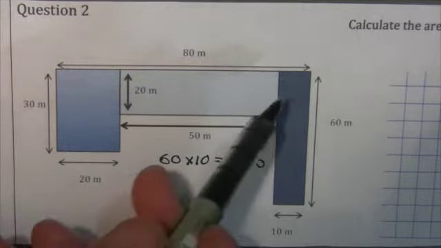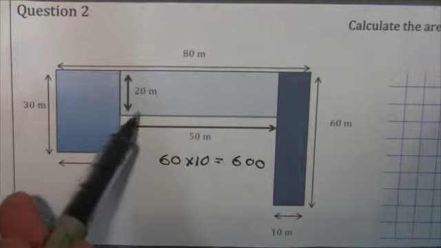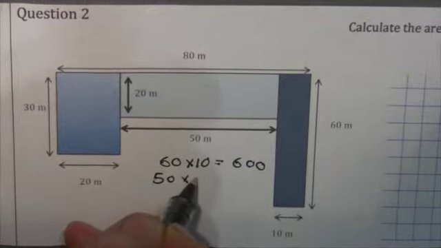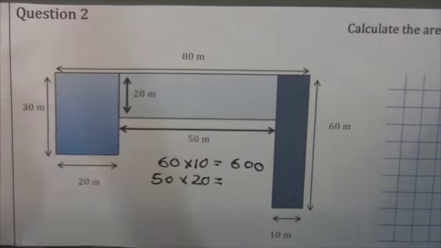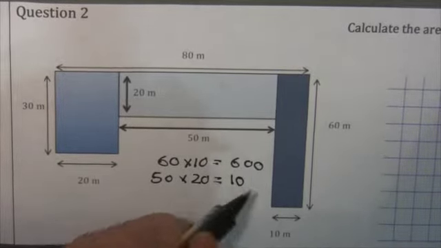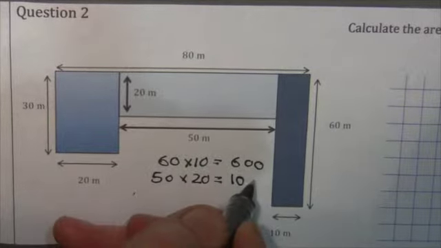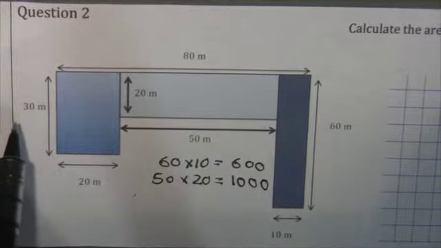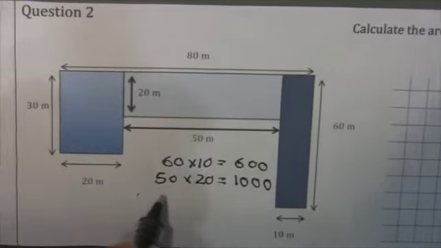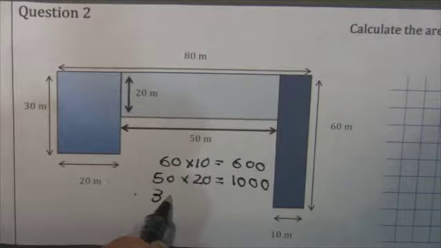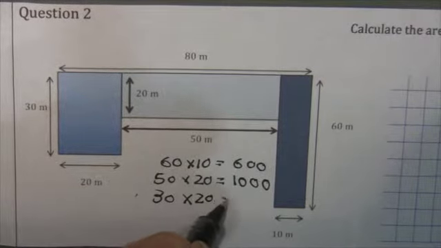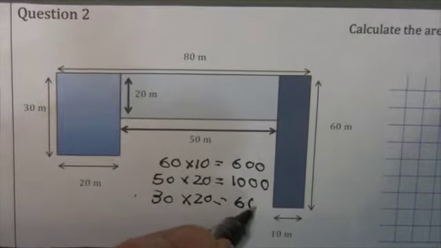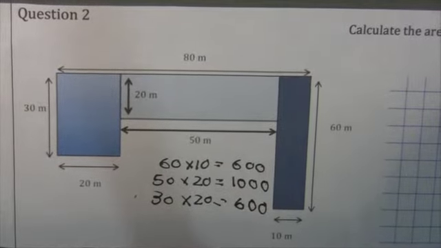This middle section is 50 times 20 metres. 5 times 2 is 10. Count the zeros, 1, 2, add them on. Gives me 1,000 metres. And the final section, 30 times 20 metres. 30 times 20. 3 times 2 is 6. 1, 2 zeros, 1, 2 zeros.